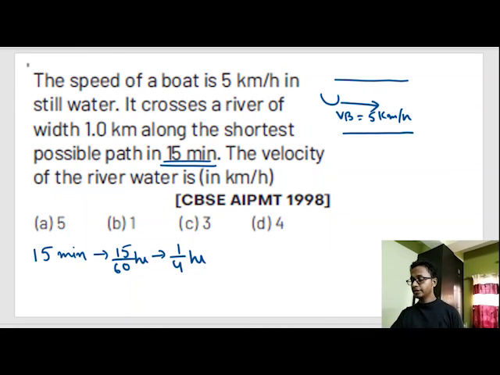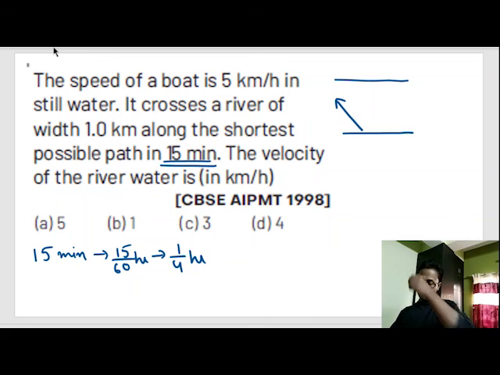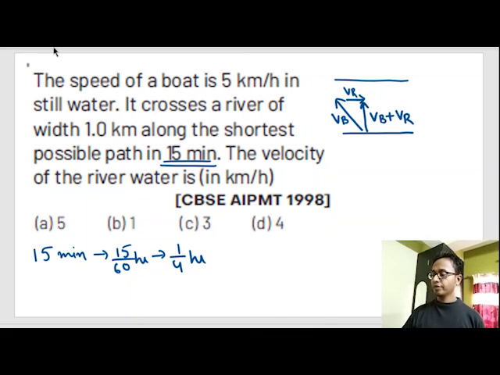Now one day this boat decided to not travel in this direction and tried to cross the river. So the effort of the boat should be in this direction to cancel out the velocity of the river. Velocity of the boat is in this direction, velocity of the river is in this direction, because he wants to travel in the shortest possible path, or velocity of boat plus velocity of river. Now this much distance is given as 1 kilometer.